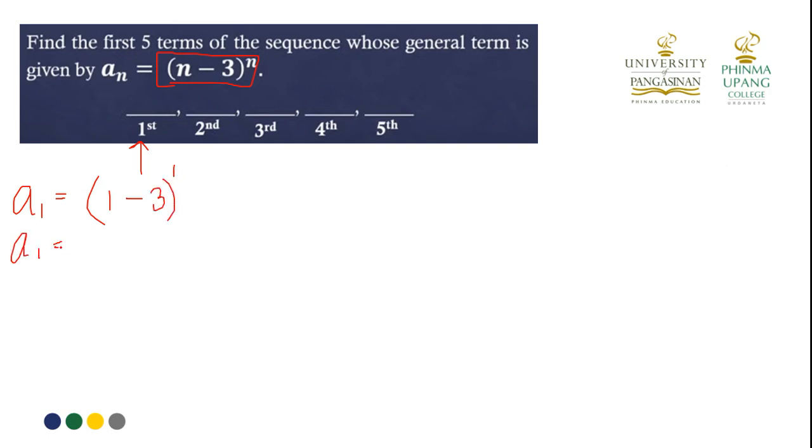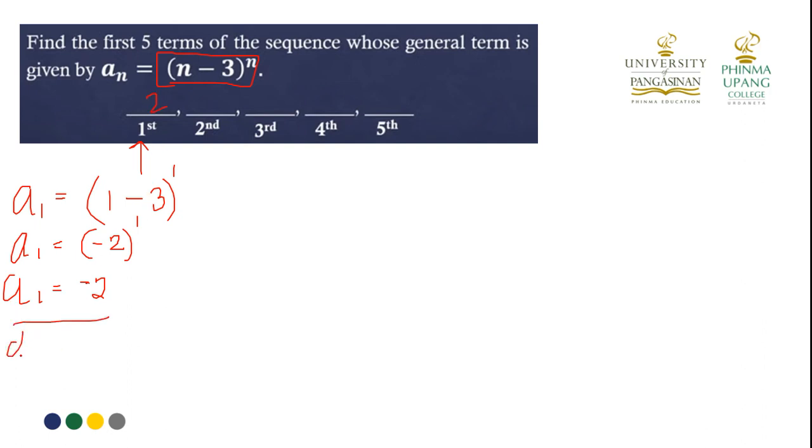And a sub 1 is equal to, what is 1 minus 3, guys? 1 minus 3 is negative 2. Okay, negative 2 raised to 1. And what is negative 2 raised to 1? The answer here is negative 2. Okay, next. So we're done. So the first is negative 2.